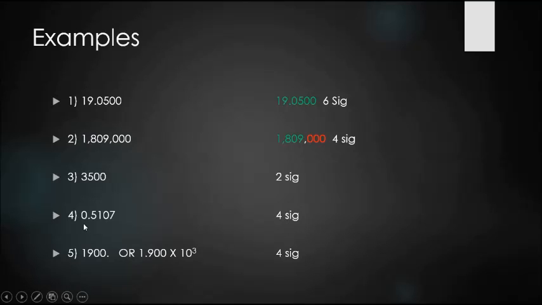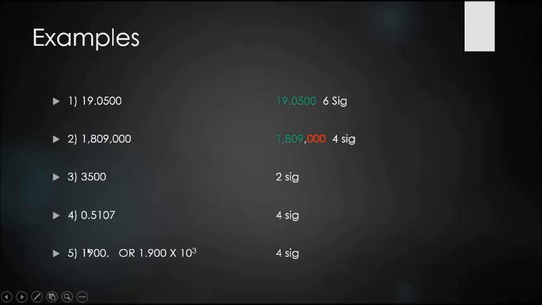This one, we start counting from the left. 1, 2, 3, 4. Good rule of thumb: if there's ever a 0 in between 2 non-zero numbers like this one, it's always going to be significant. The last one, 1900, more than likely you would write that as 1.900. Either way, there are 4 significant digits.